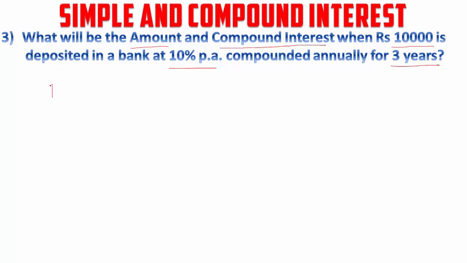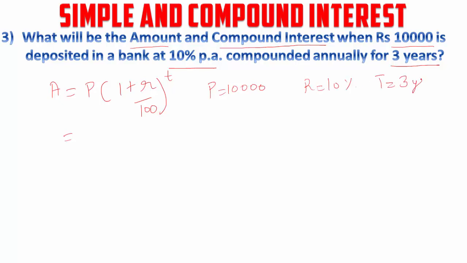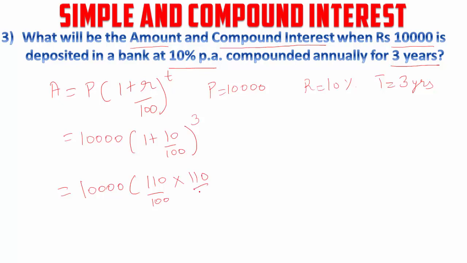There is a formula, friends, for amount. That is, amount is equal to P into (1 plus R by 100) to the power T. P we know, 10,000. Given, rate is 10% and time is 3 years. So we put the values: 10,000 into (1 plus 10 by 100) to the power 3. That is 10,000 into 110 by 100 into 110 by 100 into 110 by 100.